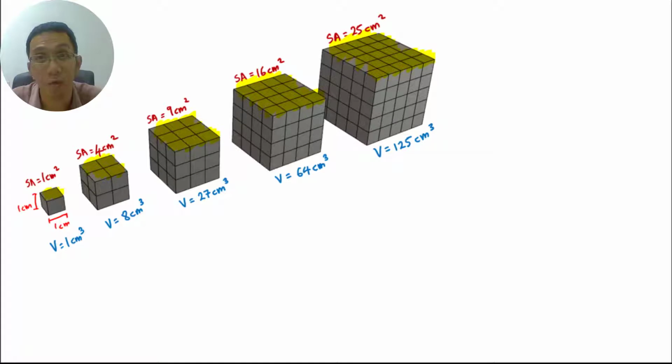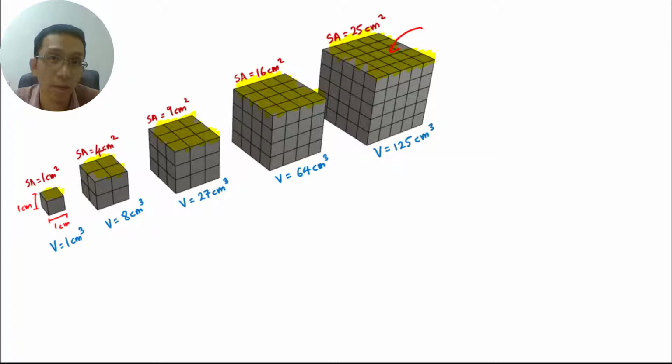Okay, you might ask, for surface area, why am I using only one face? Why not use all the faces? The relationship will still be the same. Try it yourself. Because we are just interested in the pattern rather than the exact value, it doesn't really matter whether you use the area of one face or the entire area.